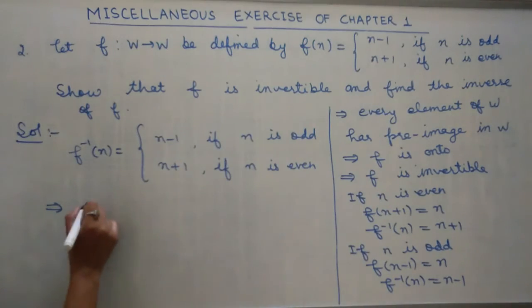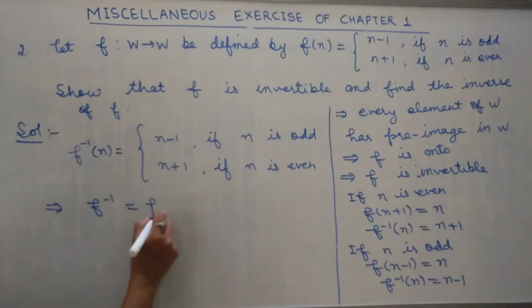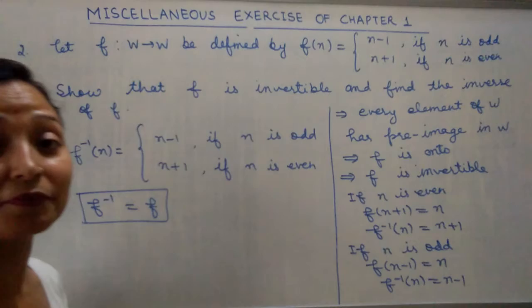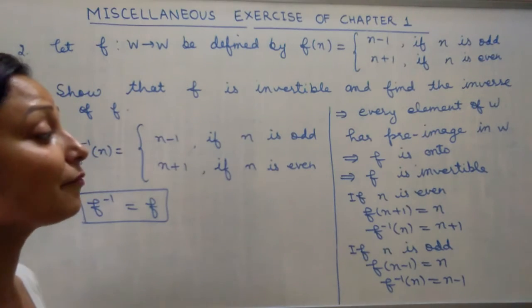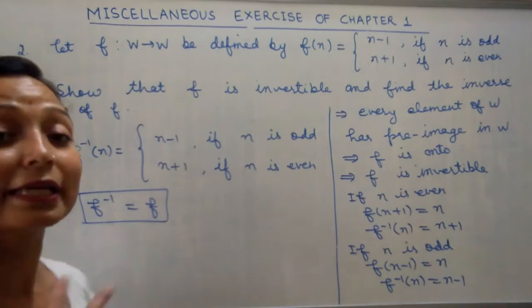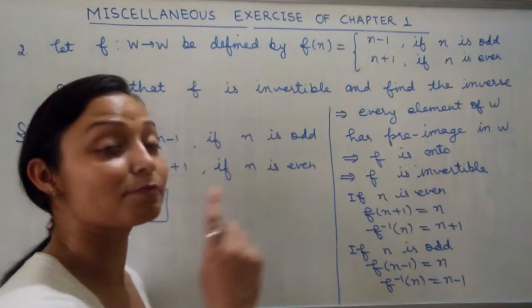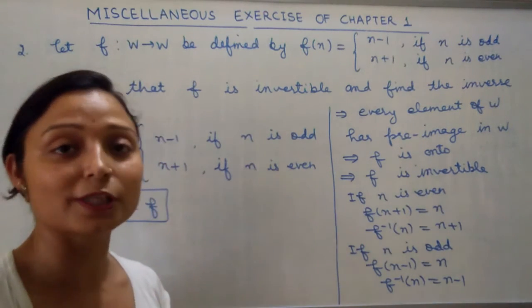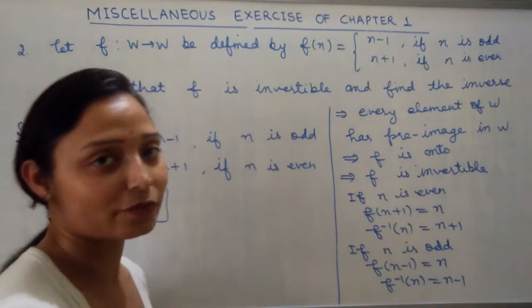This implies f inverse is equal to f. The inverse of the function is the function itself. So this is the way. I will get this inverse by using the onto function. This is the same algorithm to find the inverse of the given function.